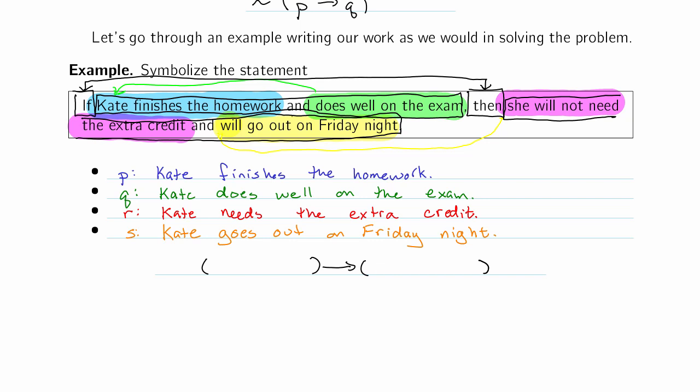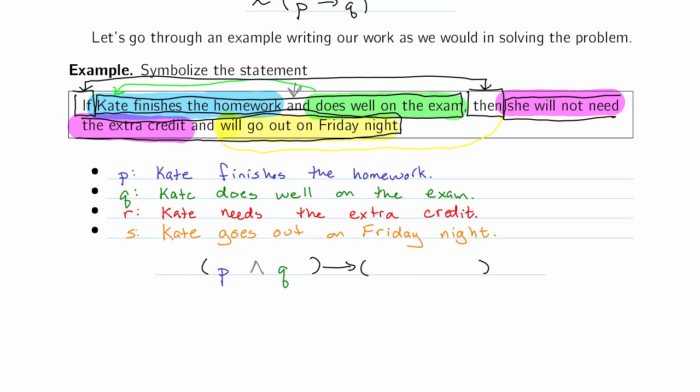Okay, looking at the part between if and then, that's going to go here. Kate finishes the homework and does well on the exam. So that's an and statement. Before the and, we have Kate finishes the homework. That's just statement P. After the and, we have Kate does well on the exam. That's just statement Q. Okay. The if part, we're done symbolizing.